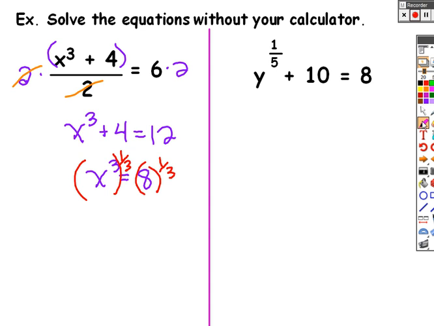Now, why do I want to do that? Well, if I have an exponent to an exponent, I would multiply those together. x to the third to the 1/3 would just be x to the first power. 3 times a third is 1. So on the left side, I just have x, and then on the right side, what number to the third power is 8? That would be 2.